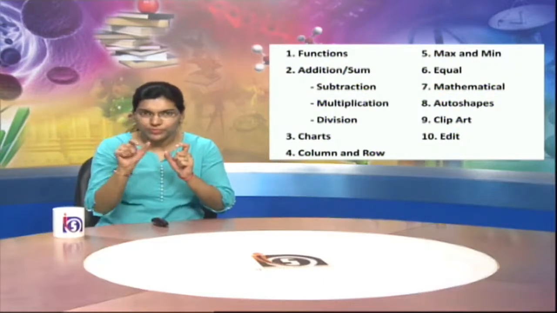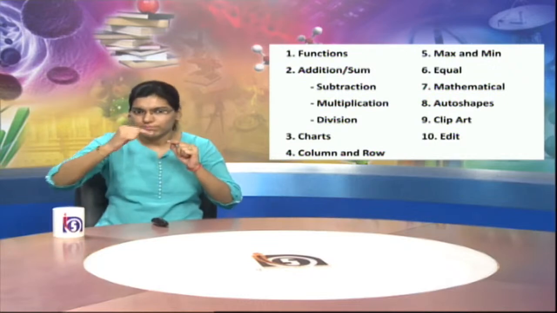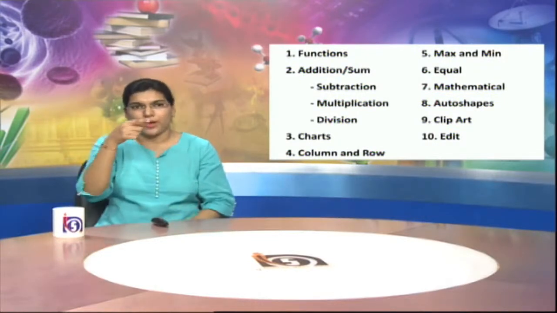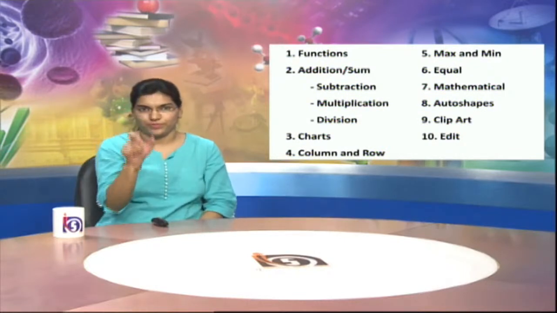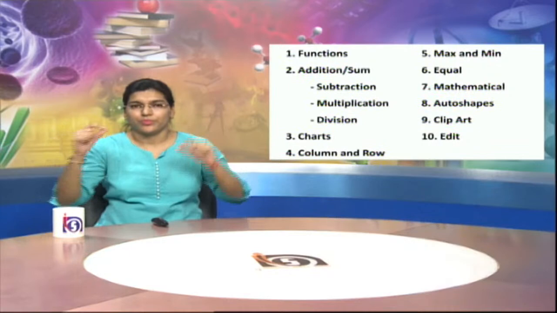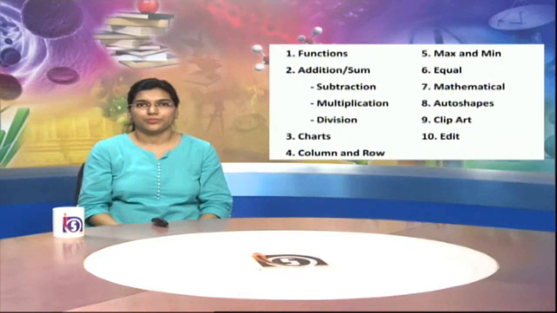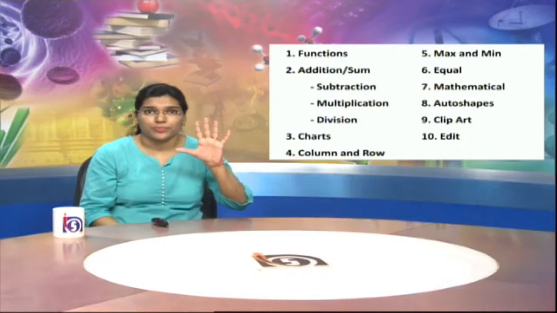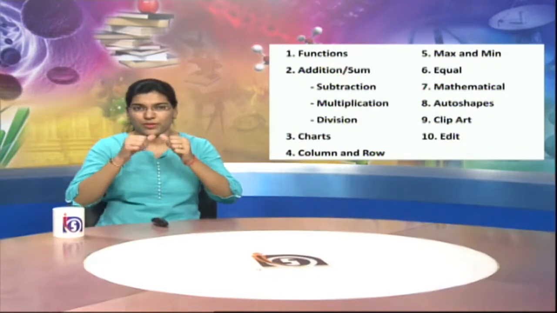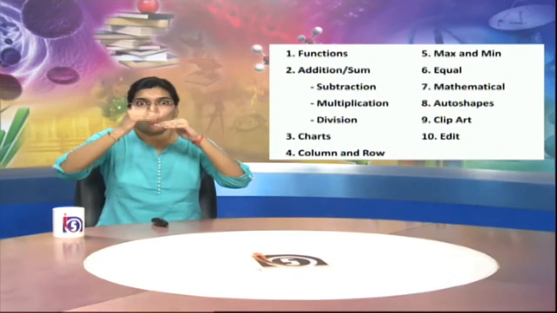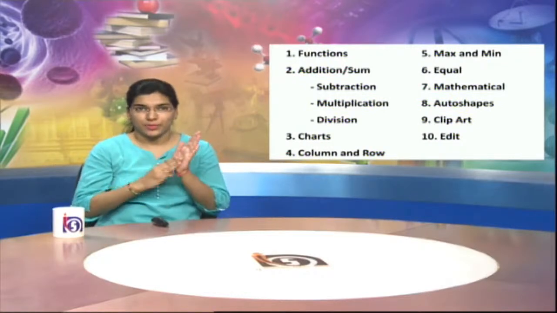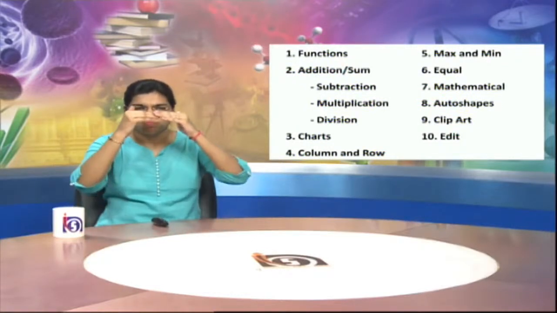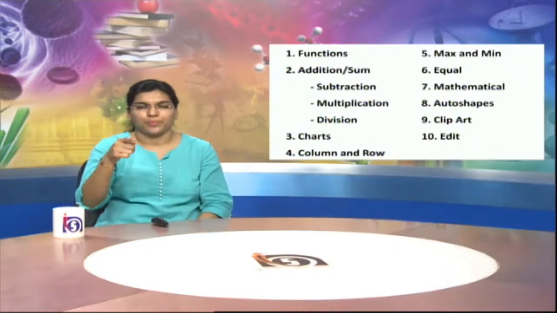Third word is charts. There are so many shapes, horizontal, circle, pie chart, so this is the word chart. Fourth word is column. Columns are the vertical rows, and rows are the horizontal rows. Fifth word is max. It means more, and beside that there is another word, min, minimum. That means less.